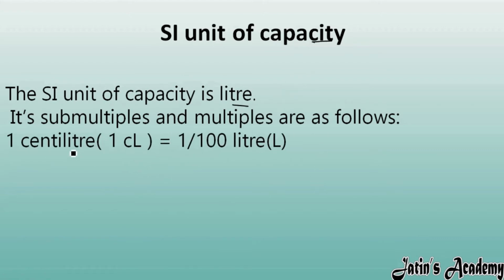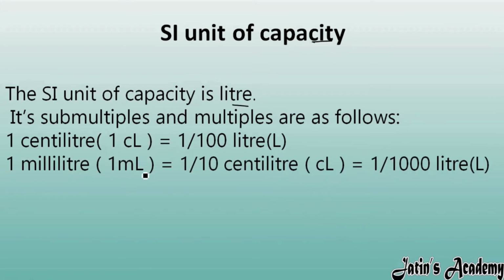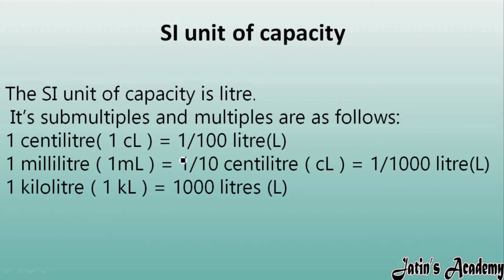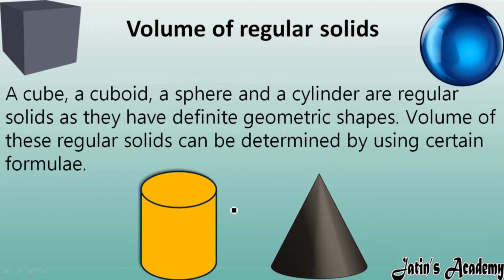The submultiple is centiliter. 1 centiliter is equal to 1 by 100 liter. Then we have milliliter. 1 milliliter is equal to 1 by 10 centiliter, or you can say 1 by 1000 liter. As liter is its SI unit, centiliter and milliliter are its submultiples. Next we have its multiple, kiloliter. 1 kiloliter is equal to 1000 liters.